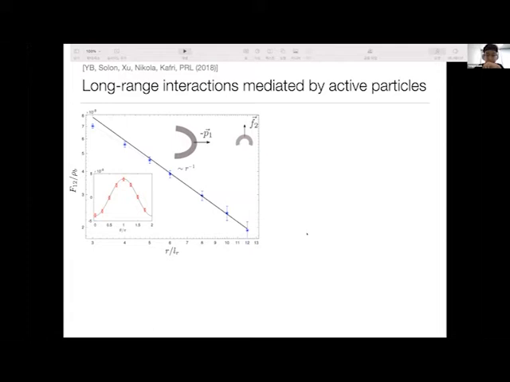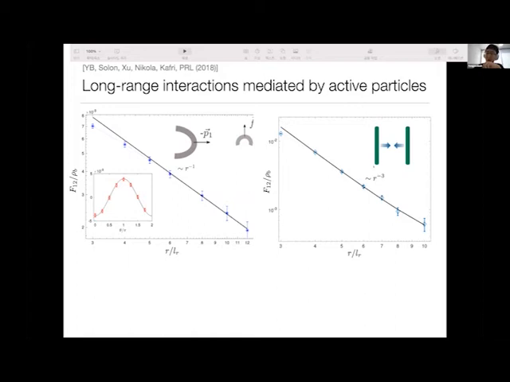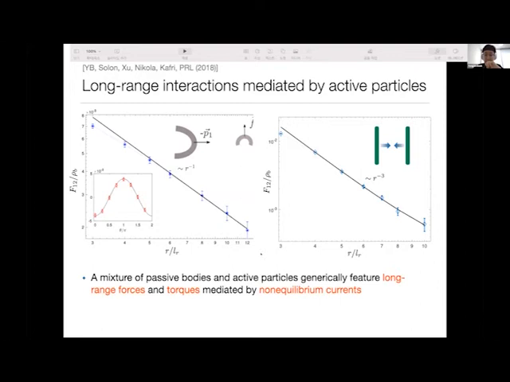And similarly, you can also confirm this one about the behavior between the attraction between the rods. And this actually shows you that the effective interactions between objects immersed in active fluid, mediated by these active particles, have no length scale governing their decay, okay? Because these are really power law decays, and power law decay is scale free, and therefore there's no length scale here.